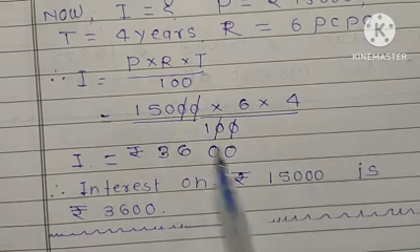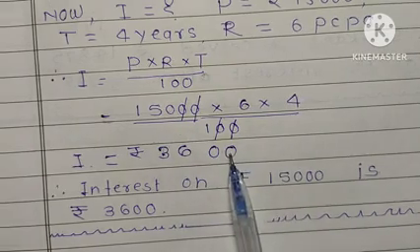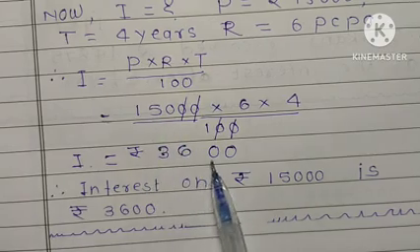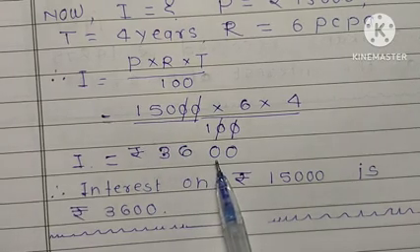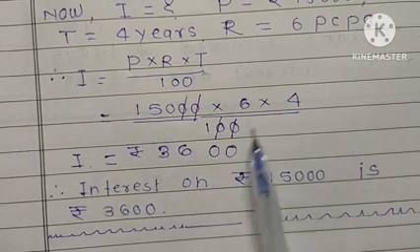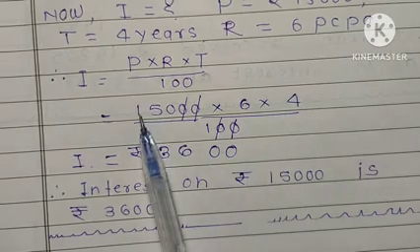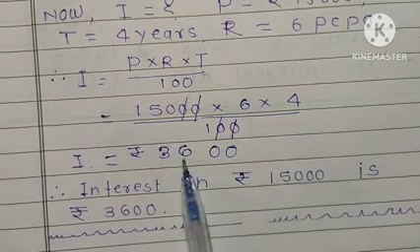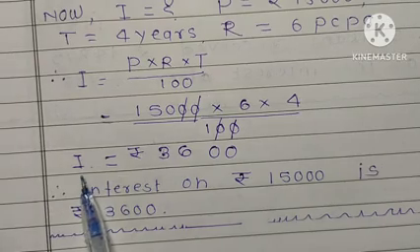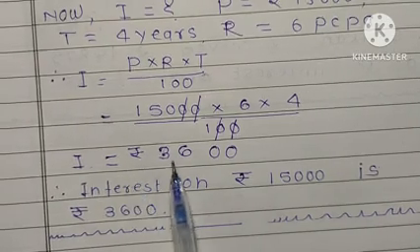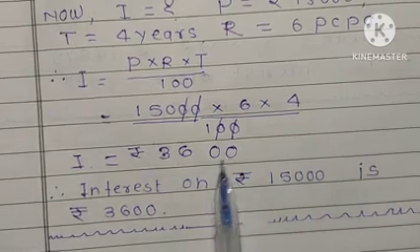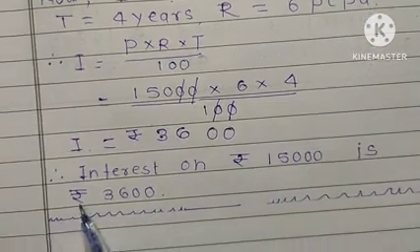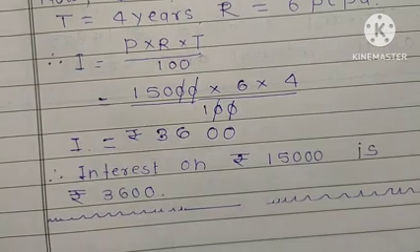24 0s are 0, write 0 here first. Then 24 5s are 120. Write 0, carry 12. 24 1s are 24, plus carry 12, that is 36. So simple interest I is rupees 3,600. So interest on rupees 15,000 is rupees 3,600.